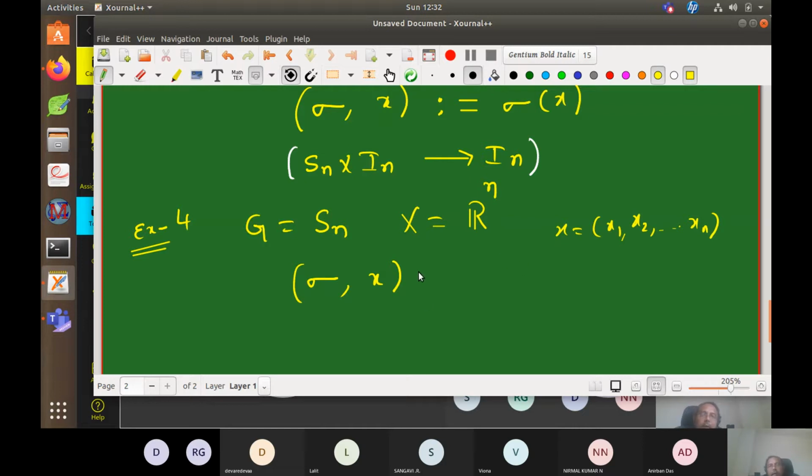So can somebody help me with how you define it? That means now sigma has to take an n-tuple to an n-tuple. I am writing it one more time for clarity. This is a map from here to Rn again. I hope I am clear. So can somebody tell me the map? Whatever comes naturally to you.